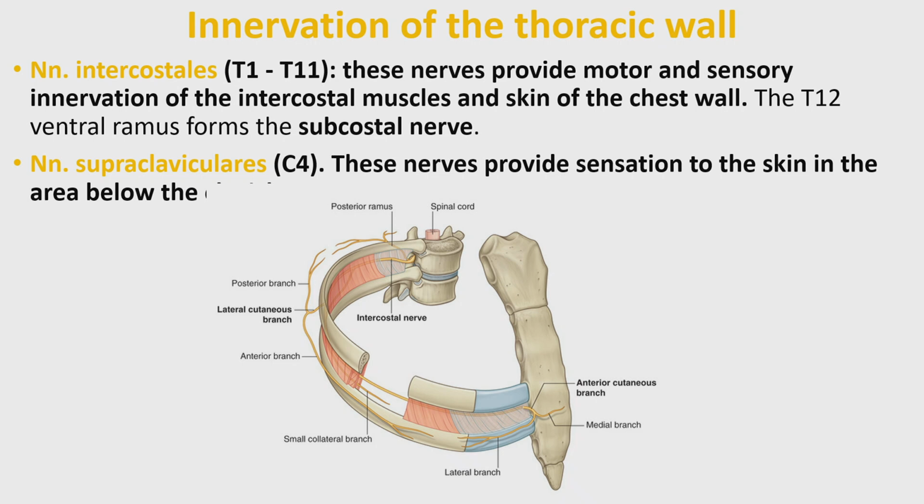A small area of the thoracic chest wall is innervated, sensitive innervation of the skin exactly below the clavicle, by the supraclavicular nerves that are arising from the cervical plexus, from the Erb's point or punctum nervosum, going down and going over the clavicle.